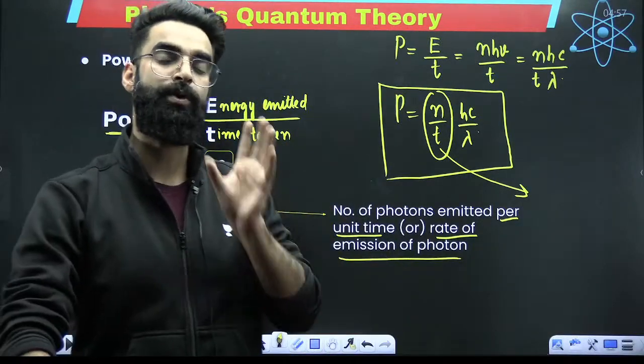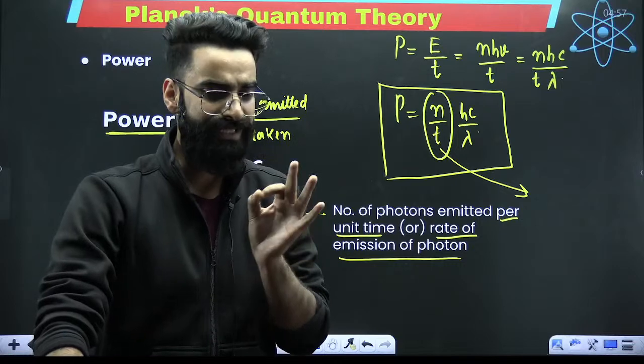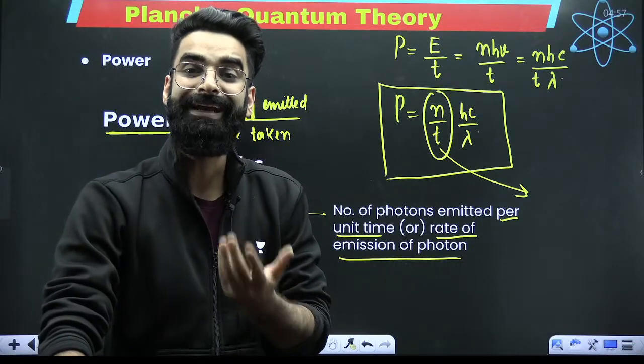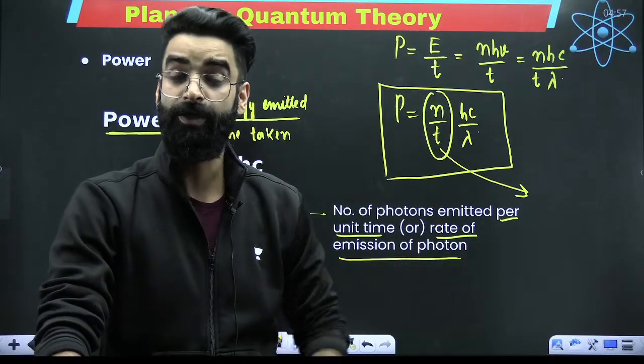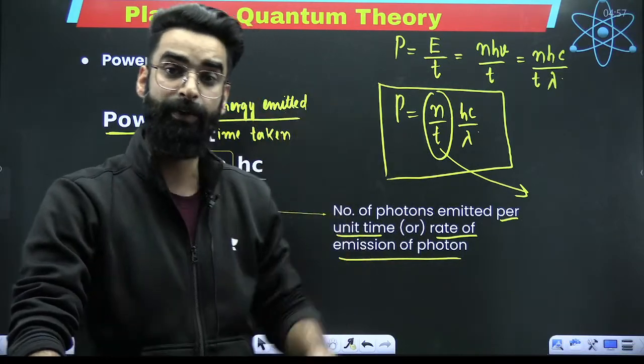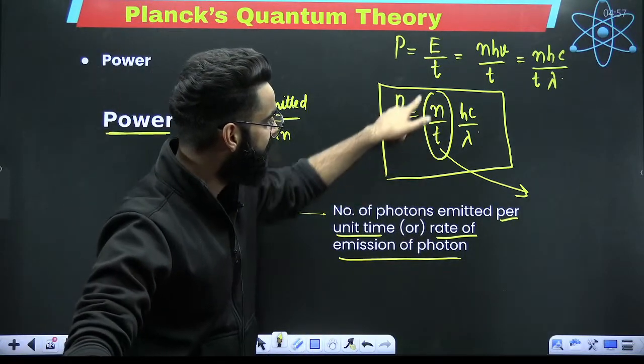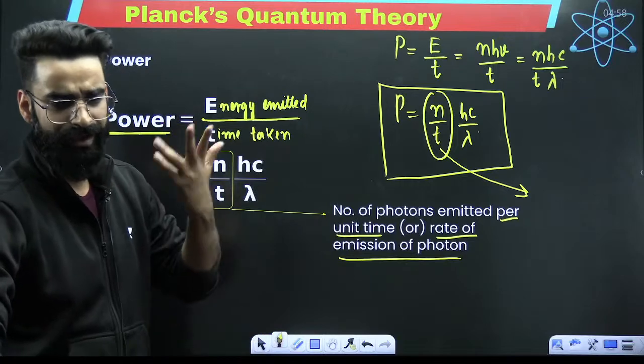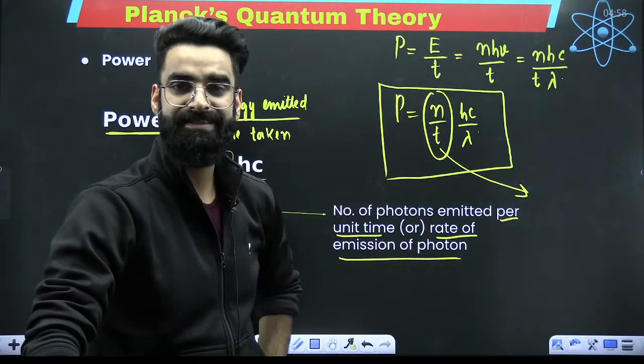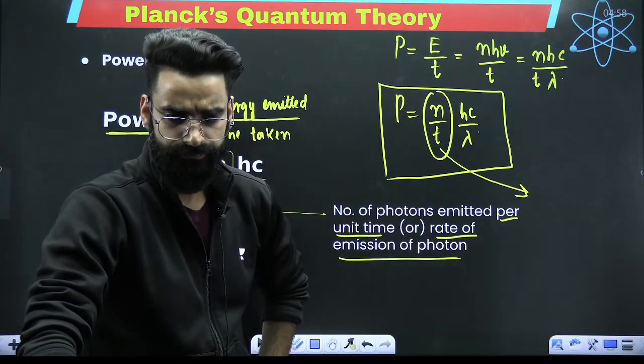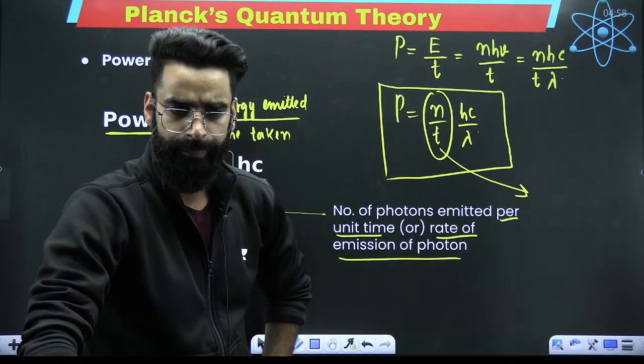Sometimes a particular question is asked in which they'll ask you to calculate the rate of emission of photons. That means in that particular question, you have to calculate the value of N divided by T, right? And I believe all of you already know the SI unit of power. That's what?